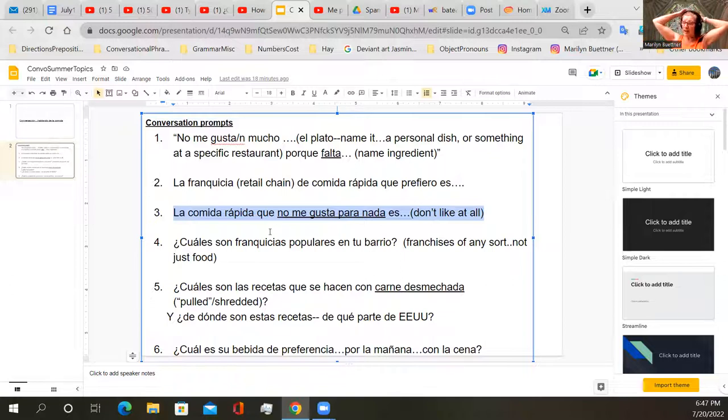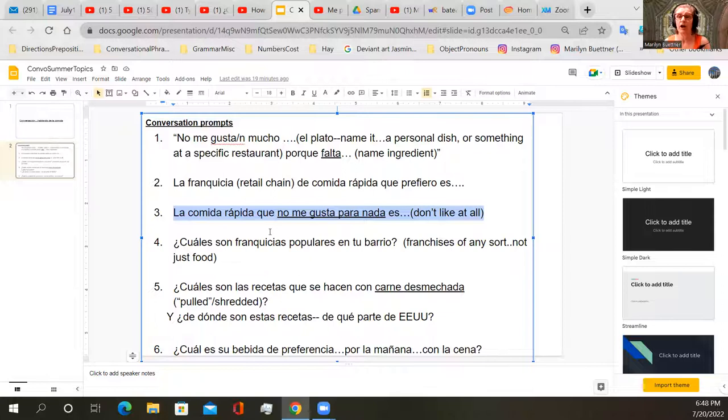Bueno, la comida rápida que no me gusta para nada es Taco Bell, porque la comida no es auténtica. No es comida auténtica. ¿Hay algo diferente para ustedes? Jack in the Box. Oh, Jack in the Box. Okay. Bien. White Castle.